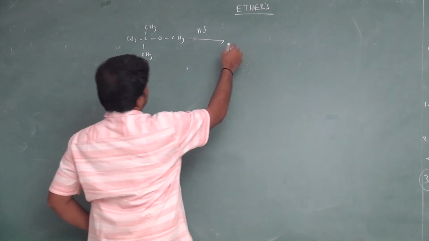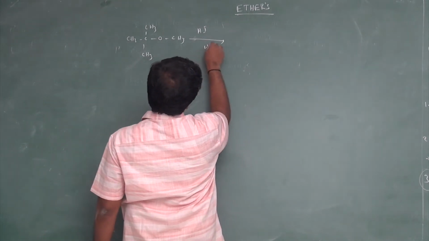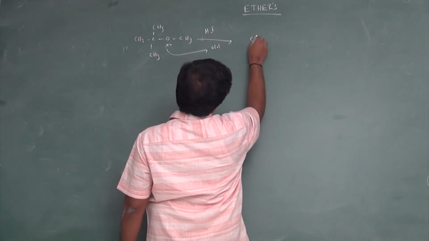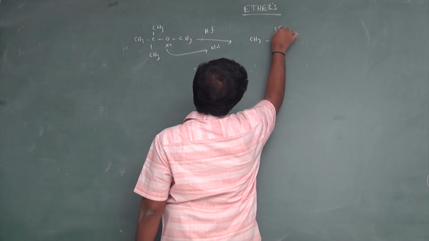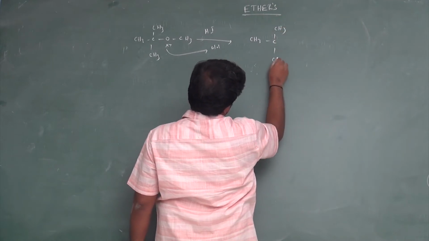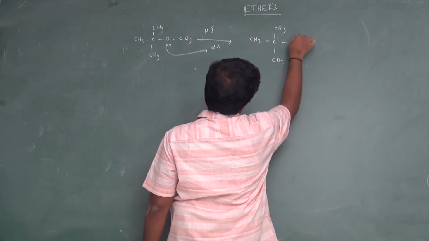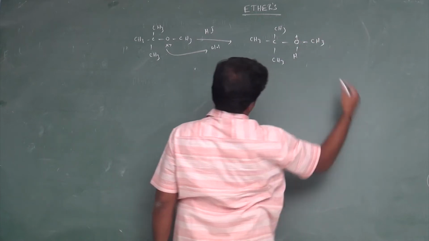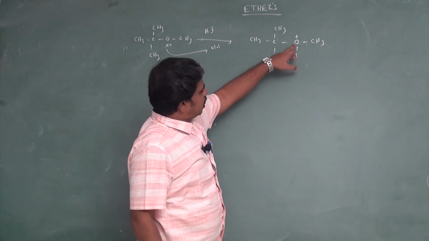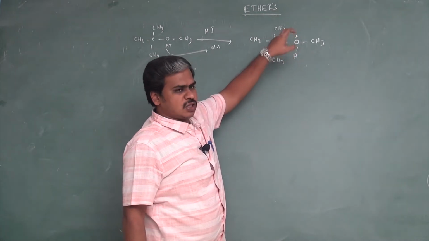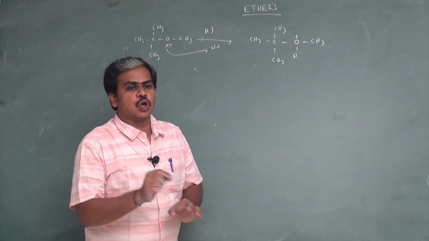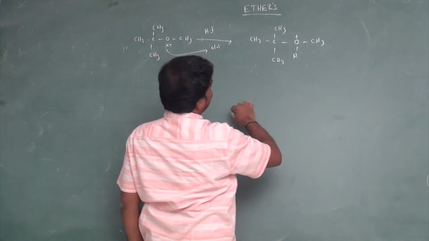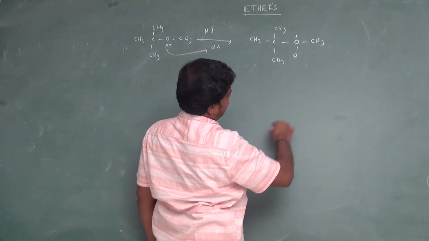So what is that product? Here it is, H plus is added here. So we are getting CH3, C, CH3 and CH3, O plus, H and CH3. So in this intermediate, oxygen is positive, so it is called an oxonium ion. Now it follows two types of reaction.